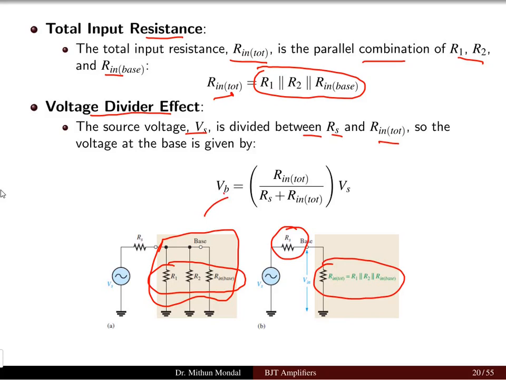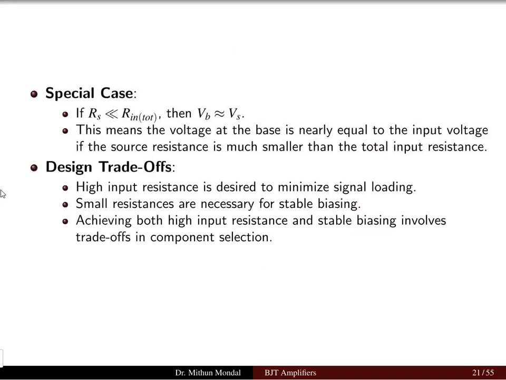So the voltage at the base, we can easily get using the voltage division rule formula. Resistance plays a very important role in calculating this voltage. If we take a special case where the source resistance is much less than the input resistance we calculated, then the base voltage is approximately equal to the source voltage. This means the voltage at the base is nearly equal to the input voltage if the source resistance is much smaller than the total input resistance.